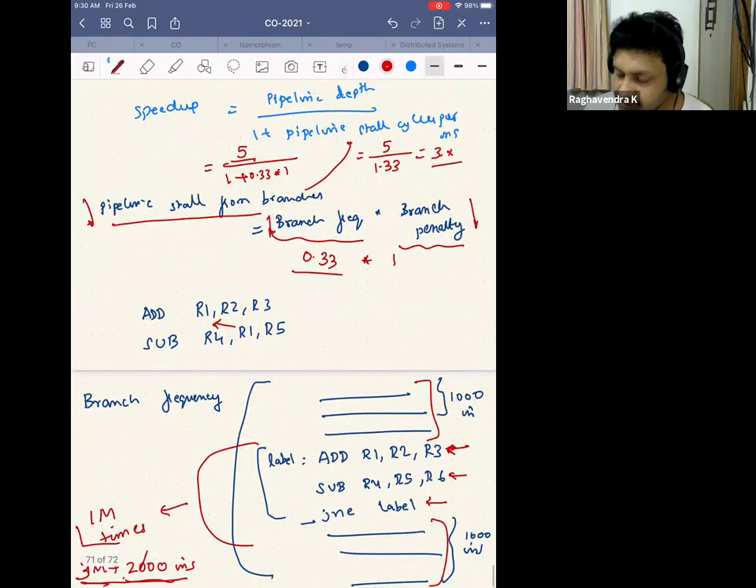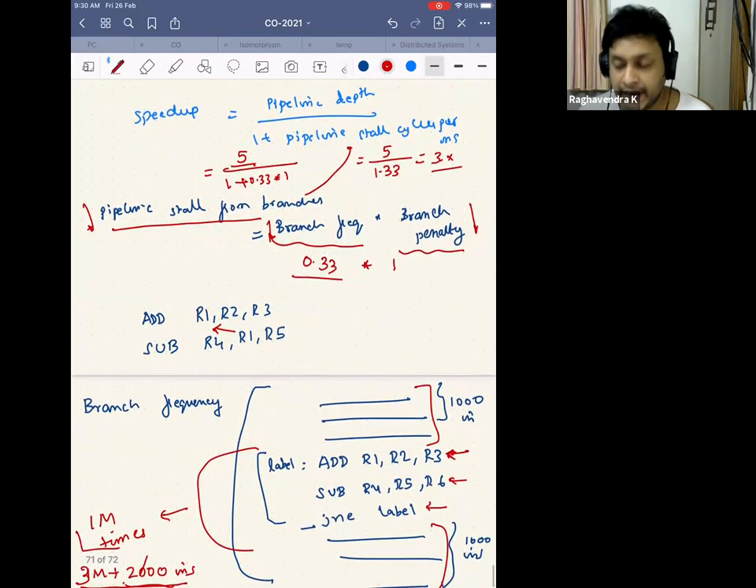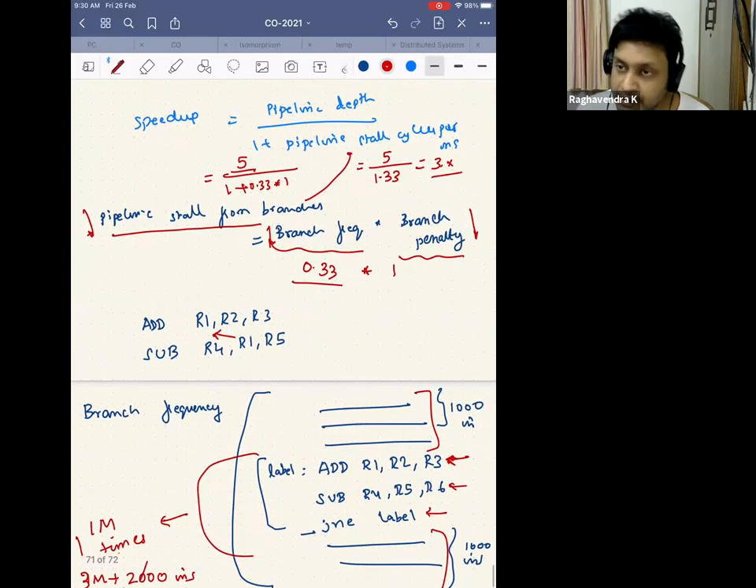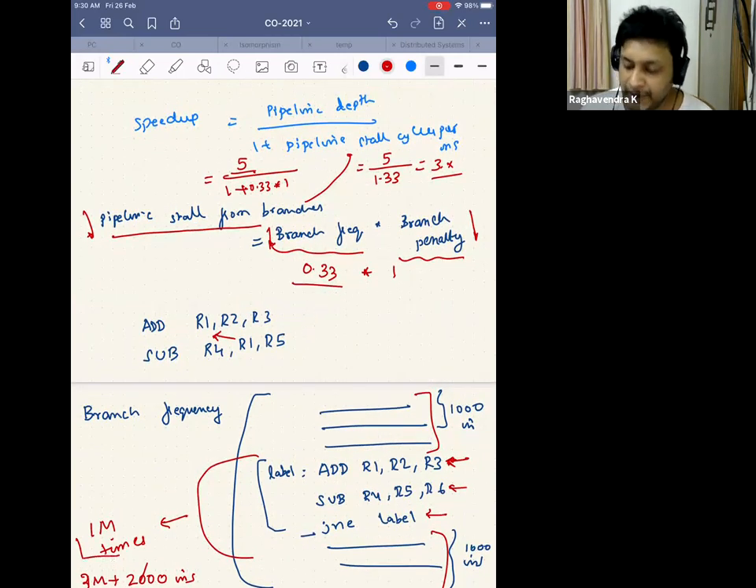I can't reduce it because this is the piece of code given to the hardware. As a hardware, I cannot reduce the branch frequency. The only way I can reduce the pipeline stall cycles from branches is by reducing the branch penalty. And how do I reduce the branch penalty?